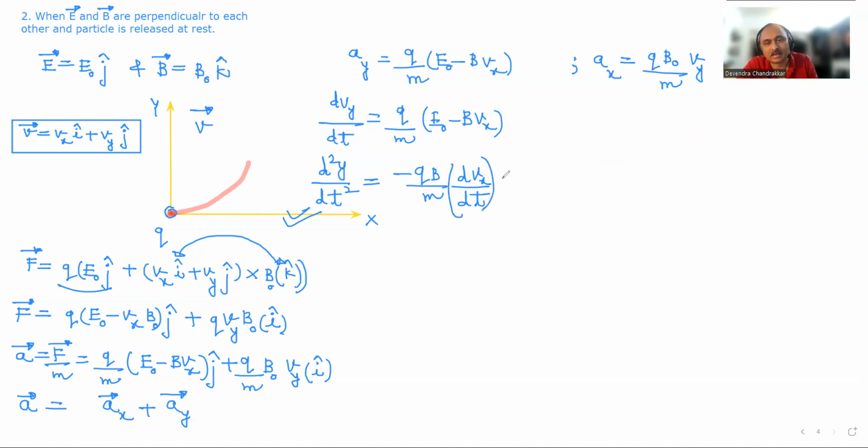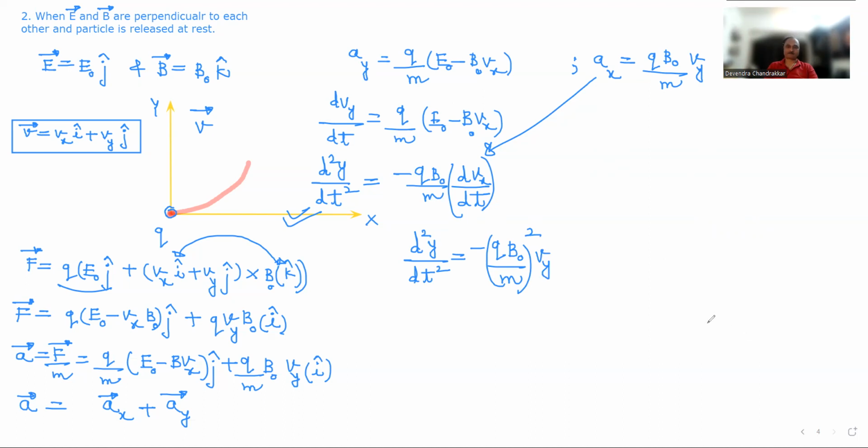Now what about this? This is acceleration along x-axis, right? Yes, sir. So this is d2vy upon dt2, and this is minus q b naught by m whole square into vy. Yes or no?